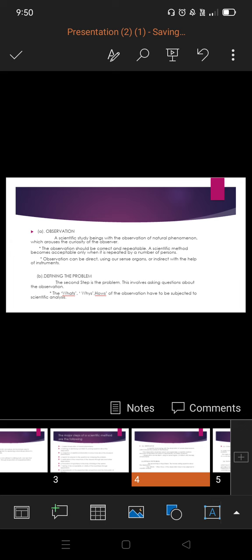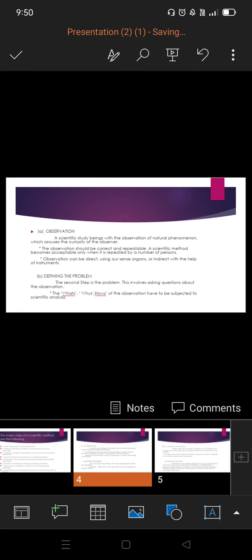Scientific study begins with the observation of natural phenomena, which arouses the curiosity of an observer. The observation should be correct and repeatable. A scientific observation becomes acceptable only when it is repeated by a number of persons. Observation can be direct using our sense organs or indirect with the help of instruments.